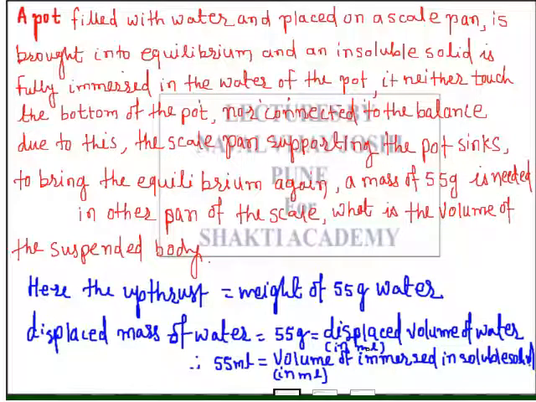Understood? So displaced mass of water is 55 gram, and for proper understanding I would write here therefore. Okay, because I can't say that volume is in gram. So therefore displaced volume of water in ml is 55 ml, and therefore 55 ml is the volume of the immersed insoluble solid. So in this way we have solved this numerical.